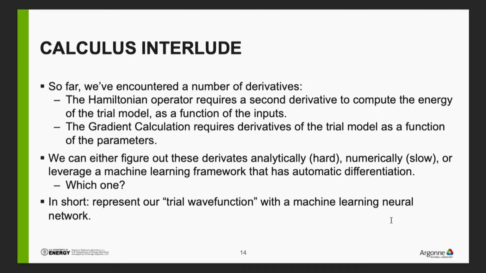So you kind of have the choice, do you want to do these derivatives analytically, which if you have a simple function, like an exponential, that's easy, just go for it. You can do it numerically, that's always an option, but it's slow. Or you can use a machine learning framework that has automatic differentiation. So this was the new step that my collaborators and I added to this field: you take a wave function and represent it as a neural network, and then you can use automatic differentiation for all your derivatives.